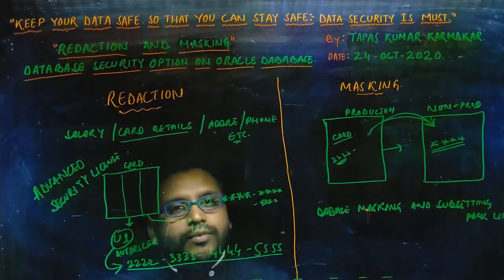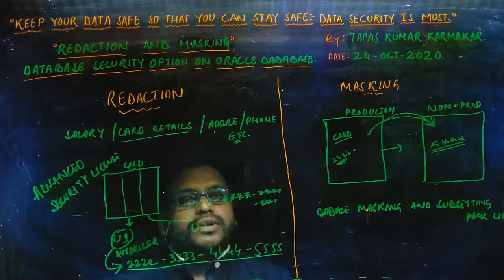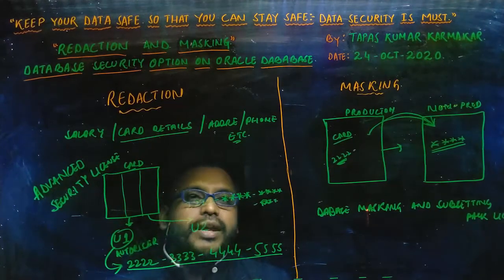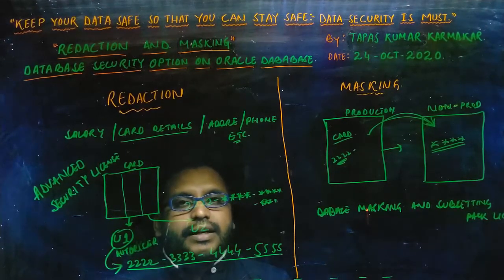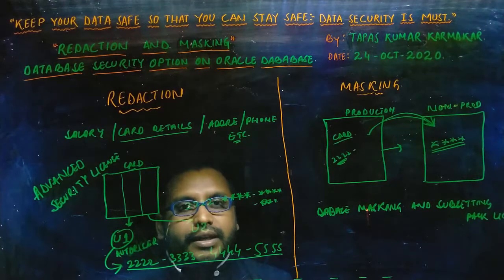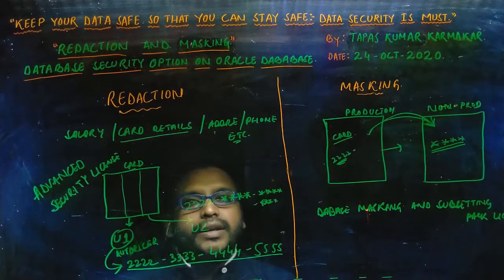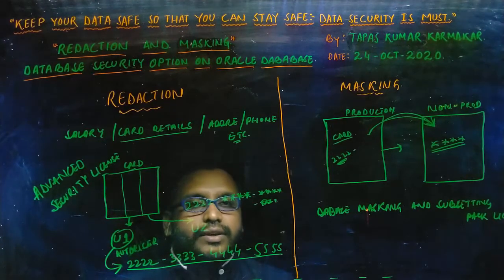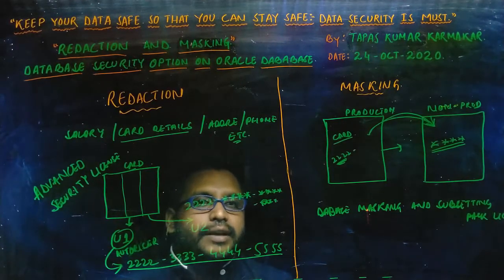So these are two very important points that we should implement in the production environment to make our data safe, and we should always think that data is a very valuable thing and it shouldn't be compromised in any way. I think I was able to make you understand the difference between redaction and masking. Thank you.